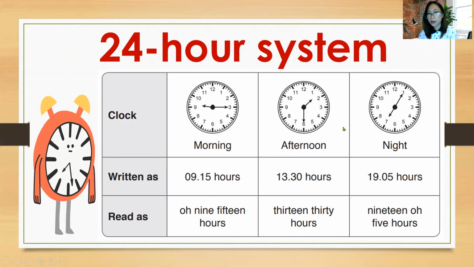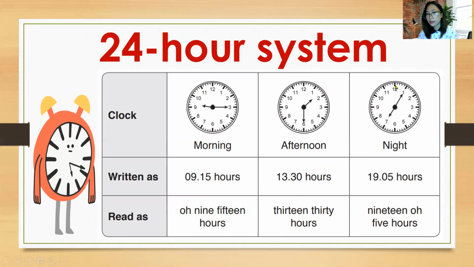Let's go to the next clock. In the afternoon, it means that it's past 12. So the time is here 13, and then the minute hand is pointing to 30. So we write it as 13:30 hours and read it as 13:30 hours.